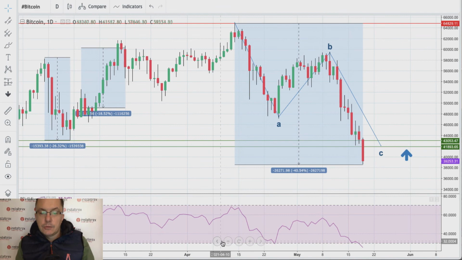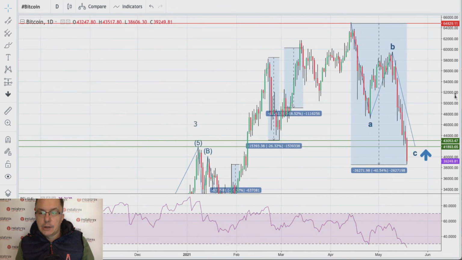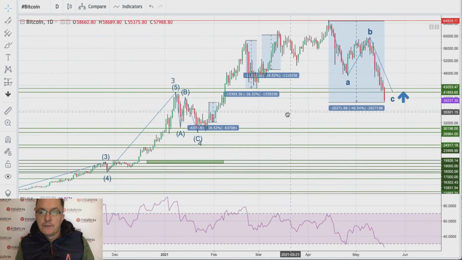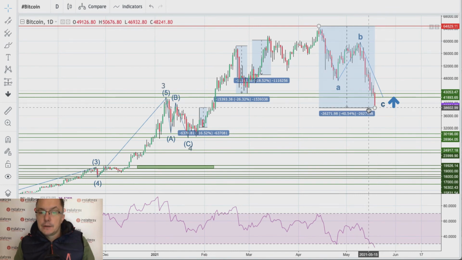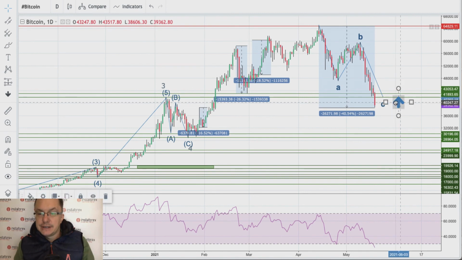So where can we go? Where can we stop this correction? So far it looks very nice. We should stop this corrective decline pretty soon. But if there is no reaction from the level of, let's say, $38,600, then the price will most likely go to the previous wave 4 lows, which is around the level of $30,000. So this is the key level.